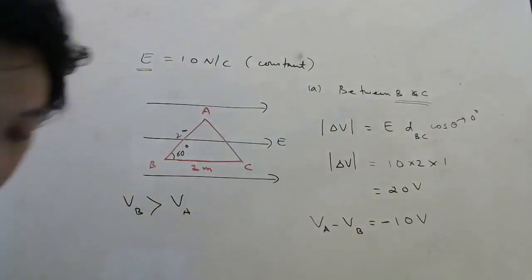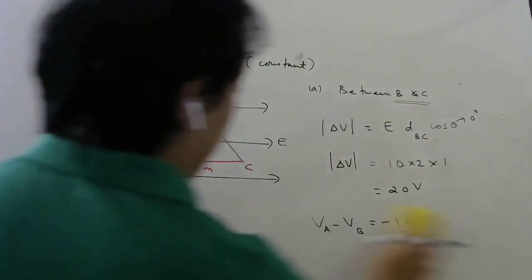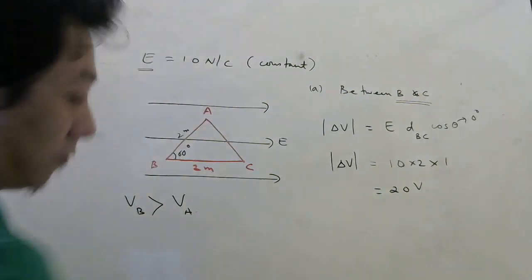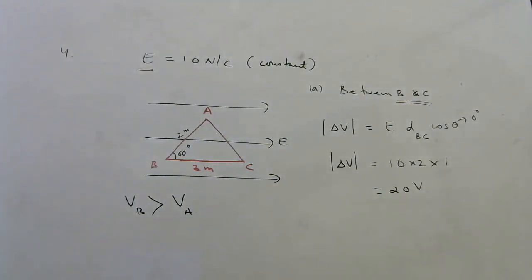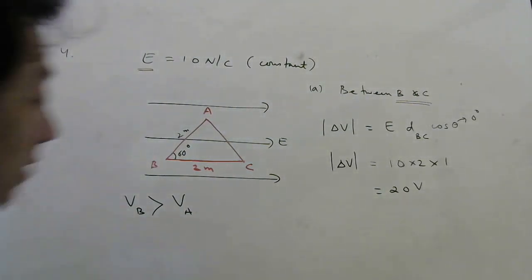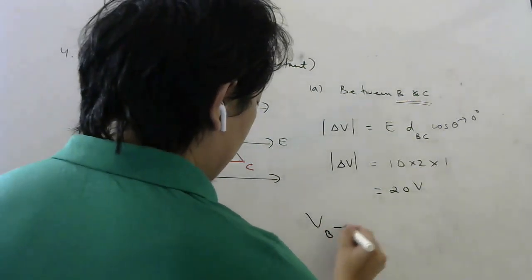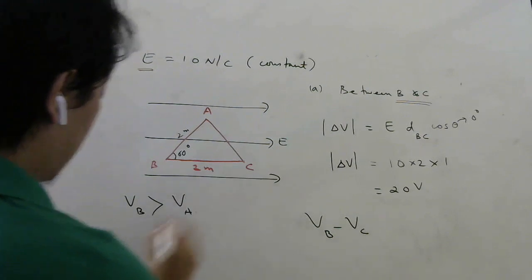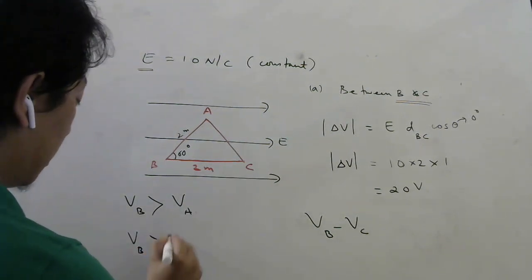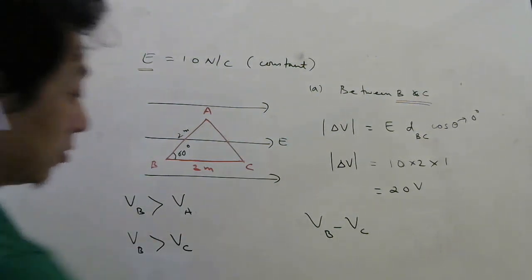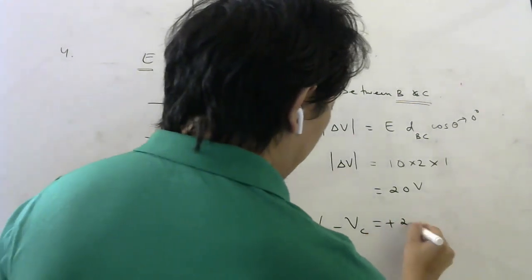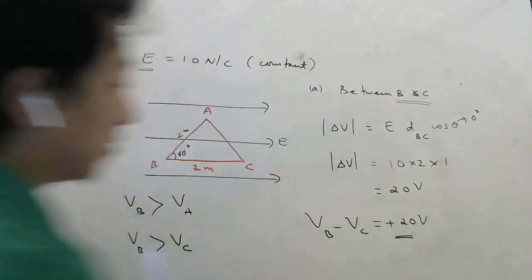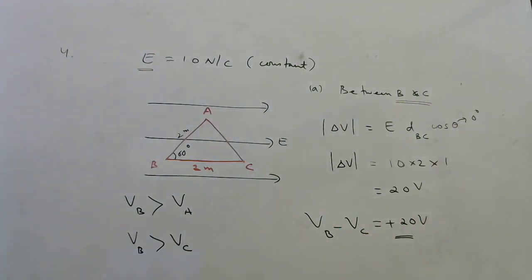Once you know the potential difference, now see what they want. VB minus VC or VC minus VB. They want VB minus VC. Now tell me, electric field is from higher potential to lower potential. So VB must be greater than VC also. So this must be positive. So it will be plus 20. Okay students. So the first one is minus 10. Second one is plus 20. Minus 10 plus 20 volt. Which is the right option? Option A.